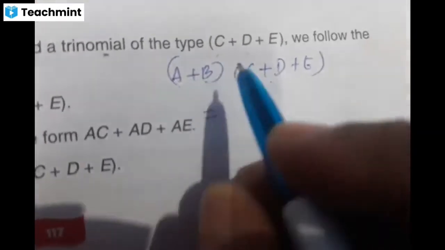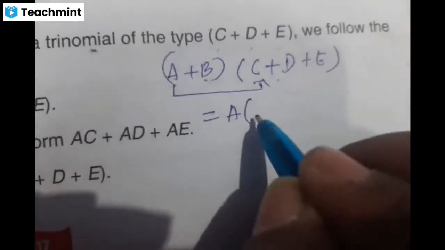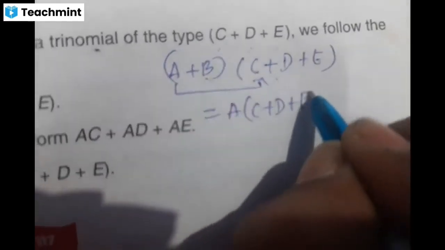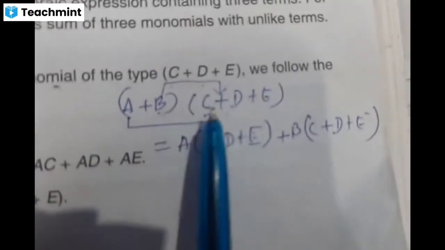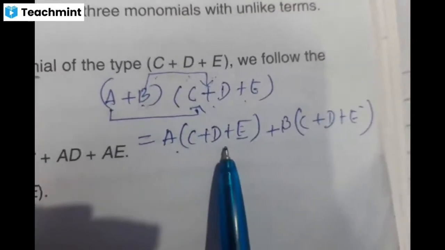Here we are going to multiply first the first term in the binomial into the second bracket. That is A into C plus D plus E. See what I have done? I have taken the first term into the second bracket completely. Then the second term into the second bracket, plus B into, what is the second bracket? C plus D plus E. So in this way, when you are given a binomial and a trinomial, we are going to convert it into a monomial and a trinomial.